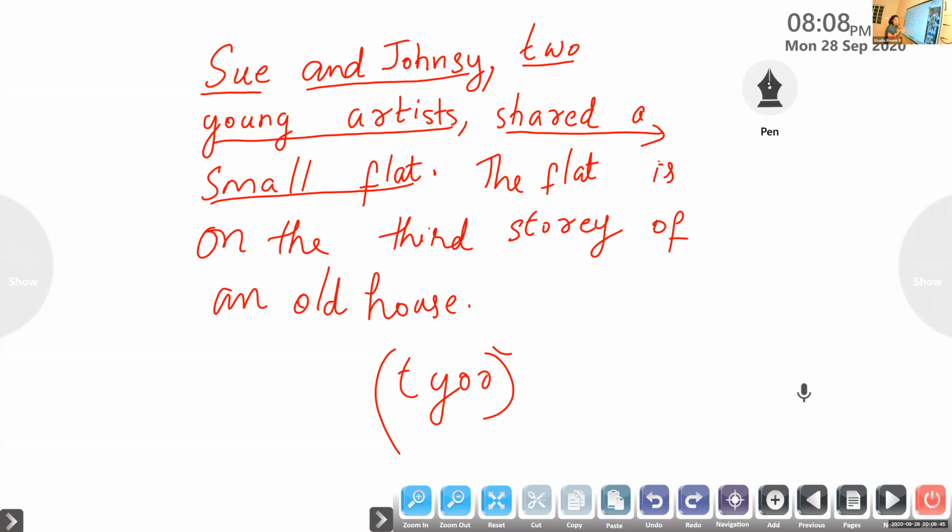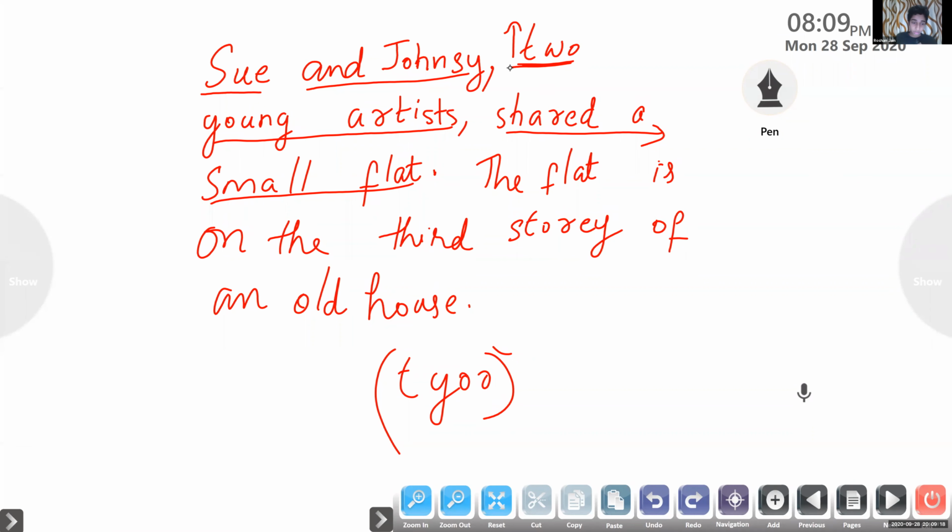So, to make it a little more different, I would ask you to write an arrow mark here, which means that this particular portion should be said with a higher voice, a high-pitched word. Two young artists. Young artists must be said as one, must be contracted. There is no space between young and artist. Two young artists. Can you say it in this way now?